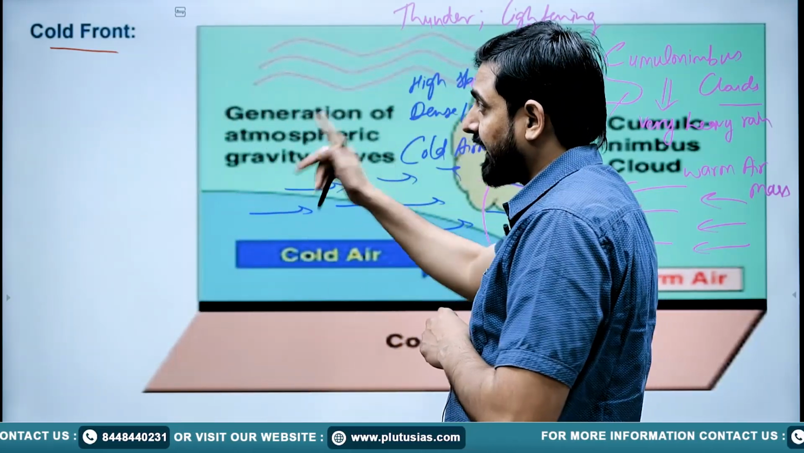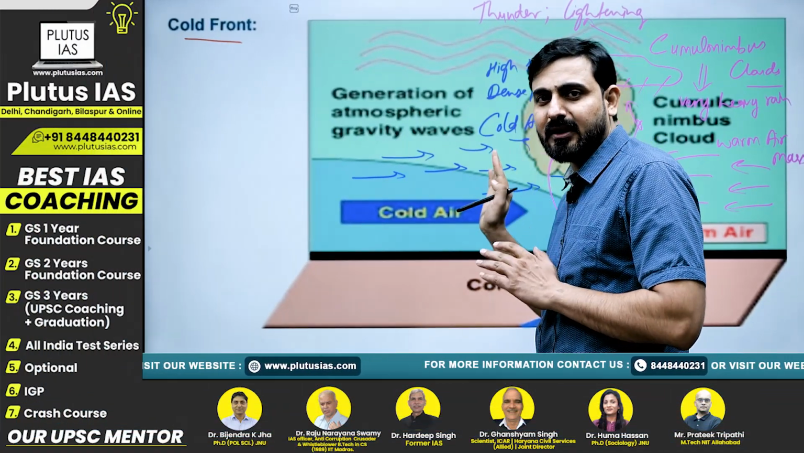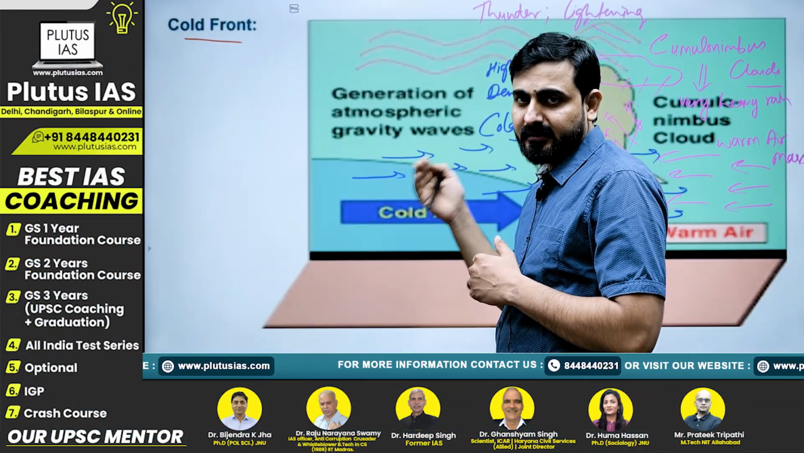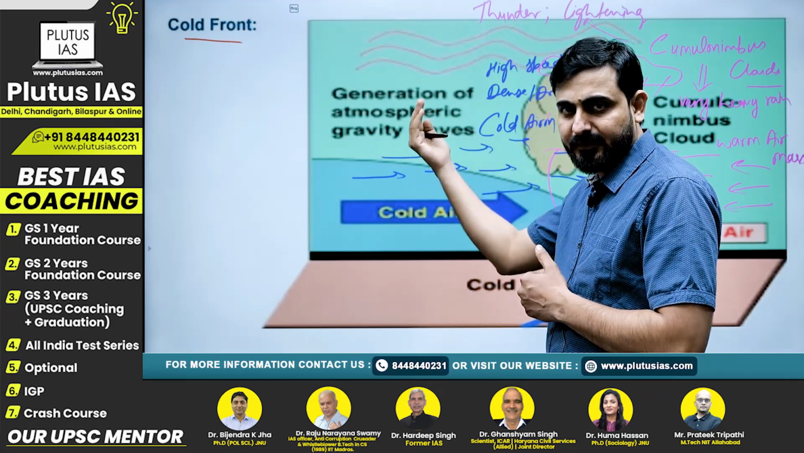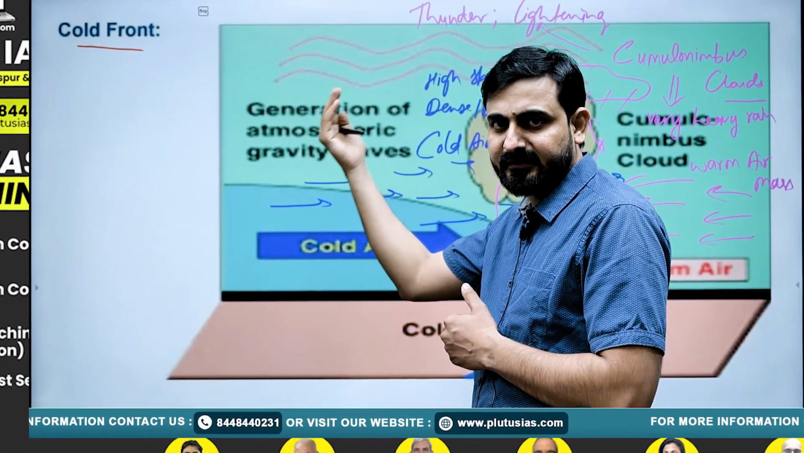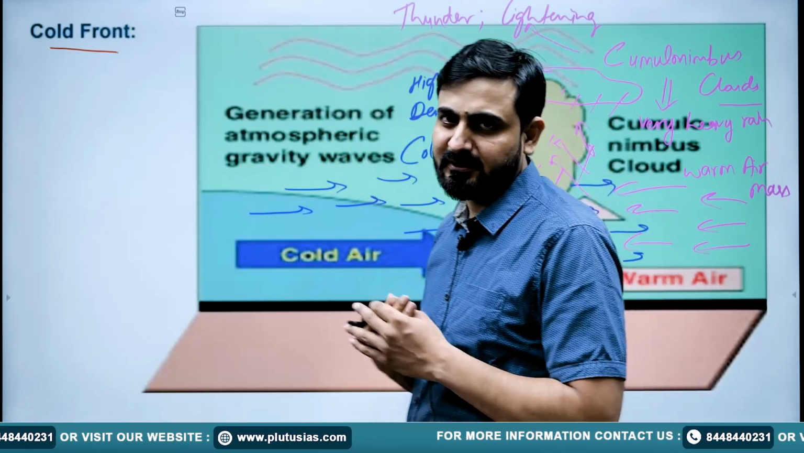So this is about the cold front, where cold air mass intrudes inside the warm air mass, and it replaces the warm air mass or rapidly uplifts the warm air mass, which rises to high altitude and leads to formation of cumulonimbus cloud.